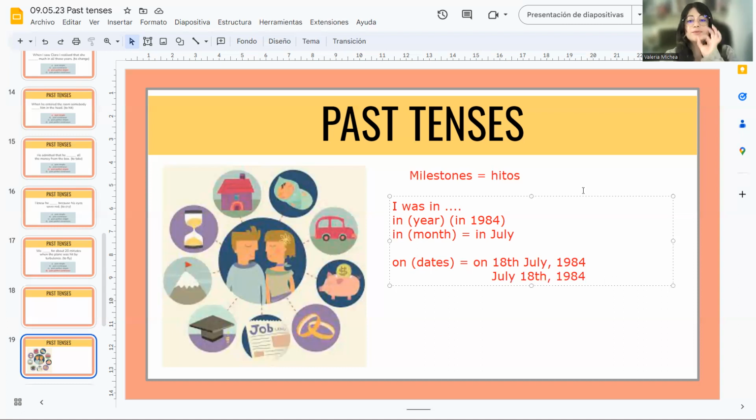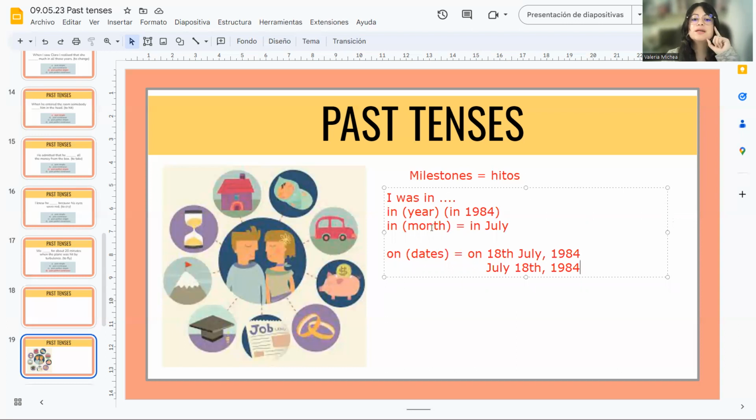All right, so this is important for your milestones because you are going to be using prepositions and you need to remember this. In for years and months, on for dates. And what I was explaining here is that I want you to narrate your life. Tell me the story of your life, starting from the day you were born. I forgot to write the word born. I was born in, on.